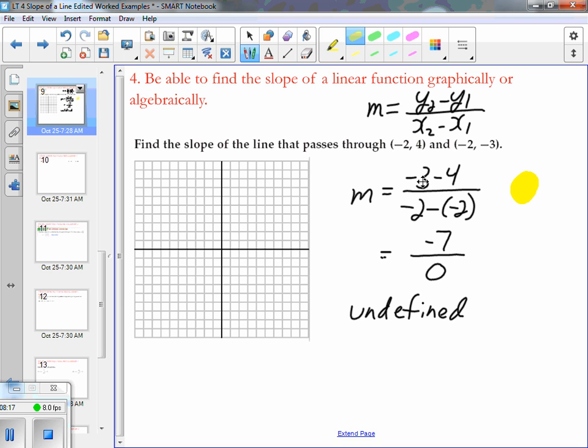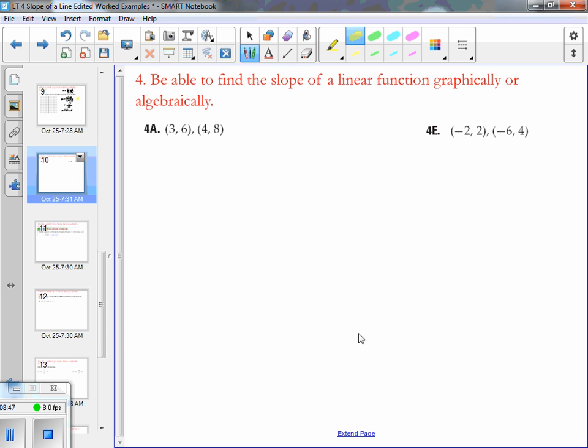Then you start simplifying. -3 minus 4 is -7. -2 plus 2 is 0. And then you can't divide by 0. Another common mistake is people will say the answer is 0. All right? But when the 0 is on the bottom, that's undefined. It's when the 0 is on the top that it's 0. 0 on the bottom, undefined. You think you got it? Do we need to do more examples, or are you ready to do your work? A couple more examples? All right. Do 4A, the one here on the left, and let's see how that one goes.